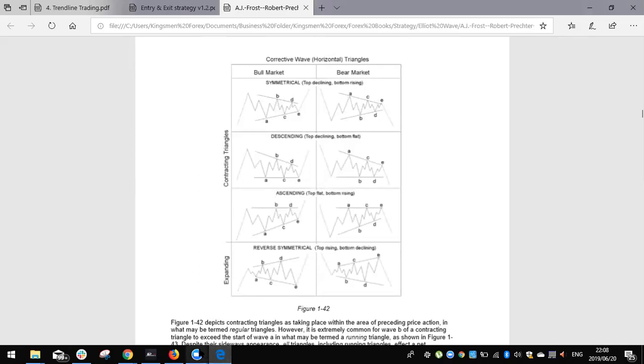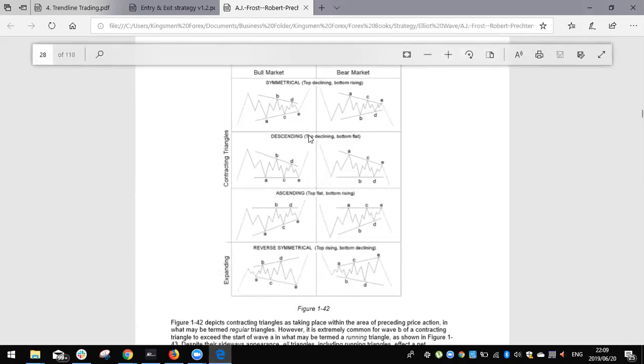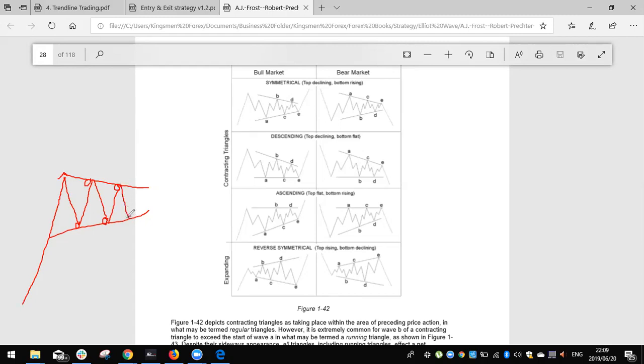Some videos on YouTube will tell you if a triangle has 3 touches, it means it's ready. What they're basically telling you about is a 5-wave move. I think it's the Astro Forex guys. They say once a triangle has 3 touches on either side, on the 3rd touch that's where they want to go long, because you have 1, 2, 3, 1, 2, 3.